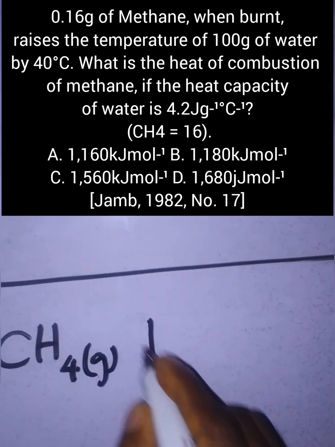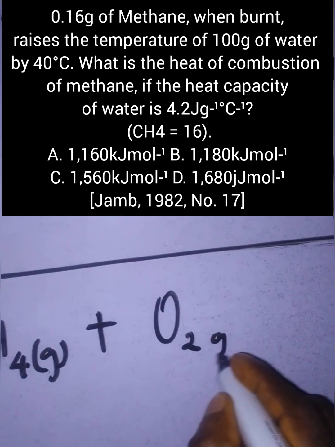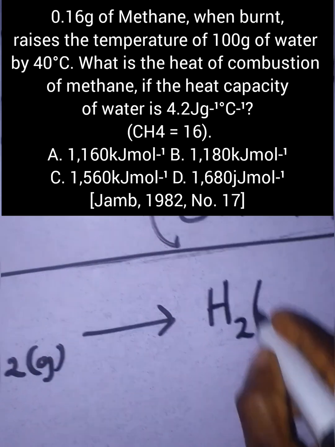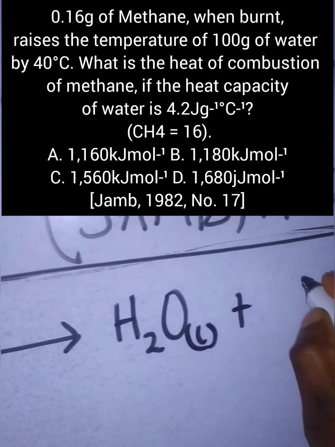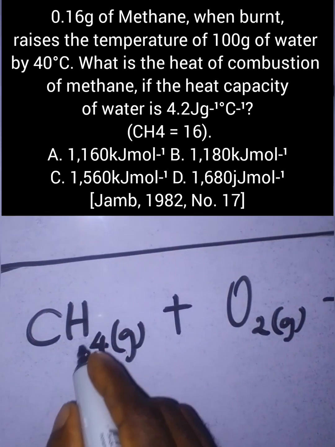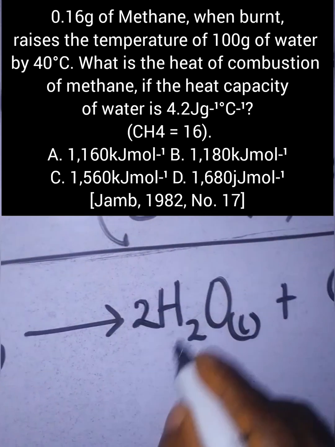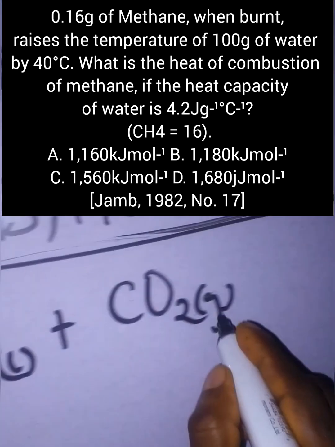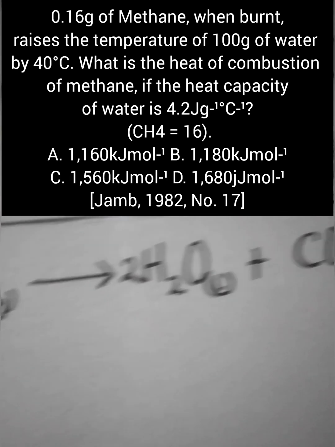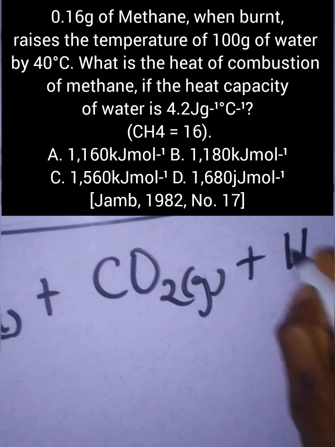Methane burns in the presence of oxygen to yield water and carbon dioxide. We balance the equation. Hydrogen is 4 here, 2 times 2, 4. Oxygen is 2 plus 2, so 2 times 2 is 4, 2. So plus heat.